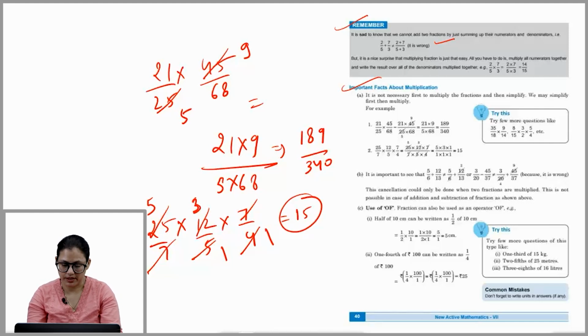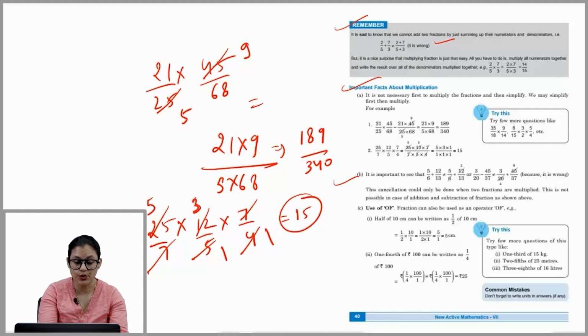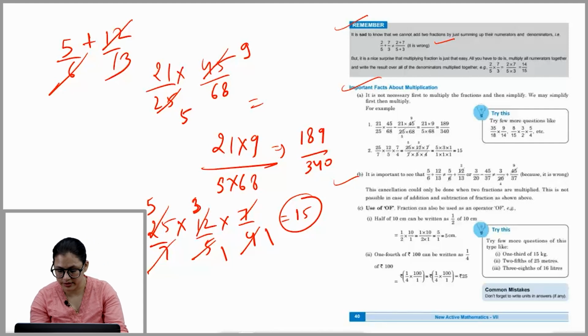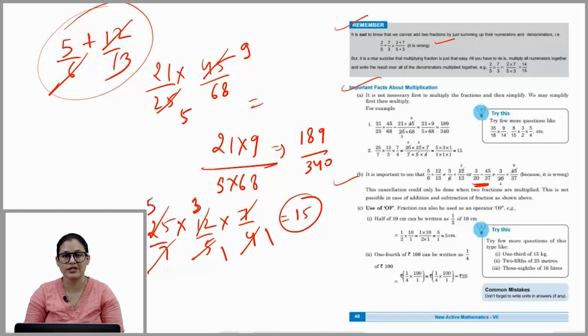Now B part, it is important to see that 5 by 6 plus 12 by 13 is not equal to 5 by 6. Whenever two fractions are in addition form like this, you cannot simplify them. Or whenever we are subtracting two fractions, we cannot simplify them because it is wrong. This cancellation could only be done when two fractions are multiplied. This is not possible in case of addition and subtraction of fractions as shown above. So always remember that whenever we are adding or subtracting two fractions, we cannot cancel them out, right?